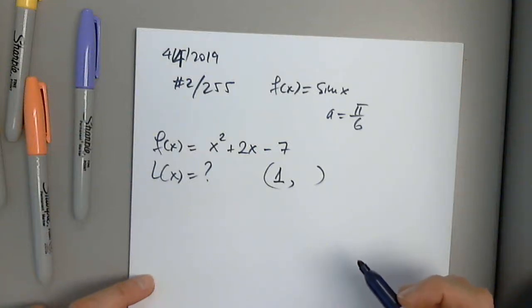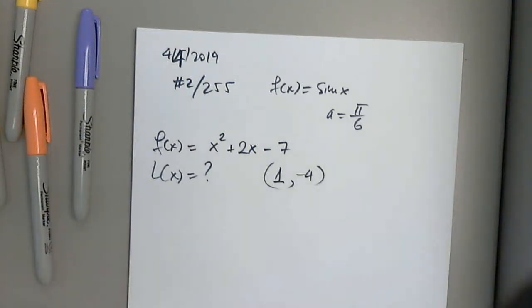I can do that. -4. -4 indeed. Very good. So we want to find the linearization of this function at the point 1 comma -4.